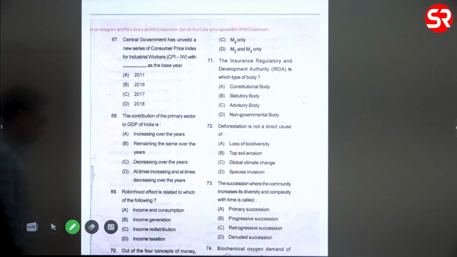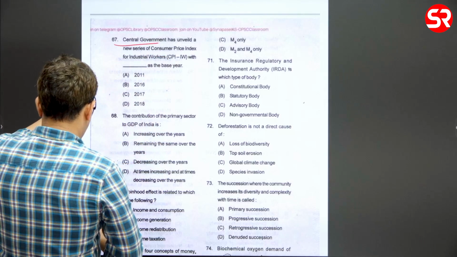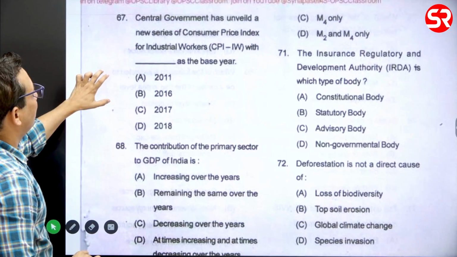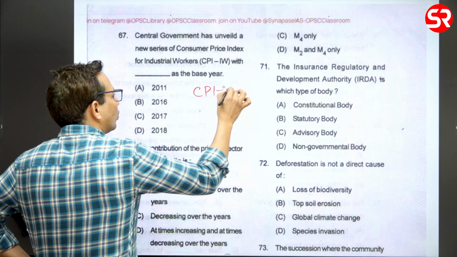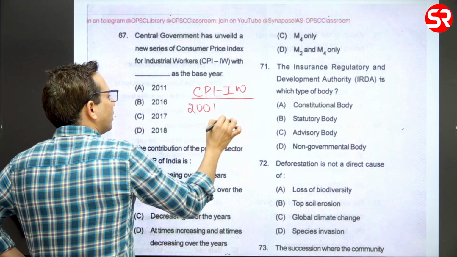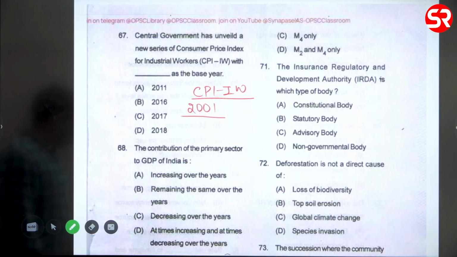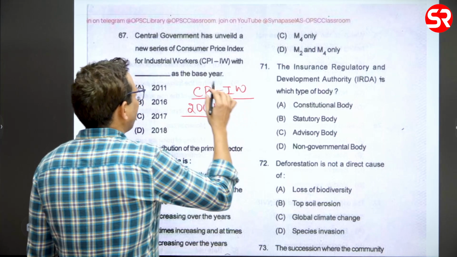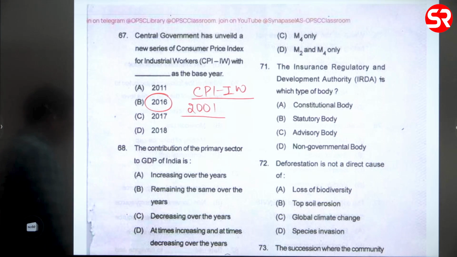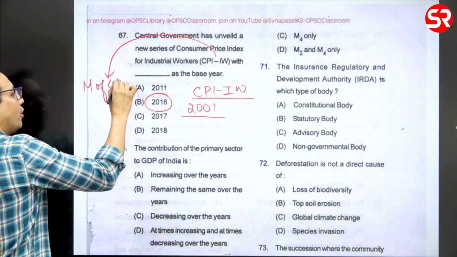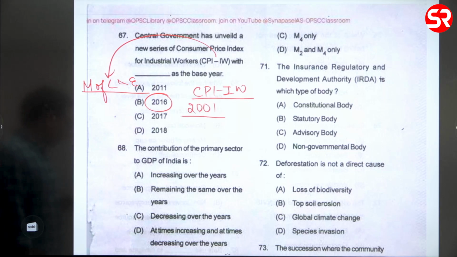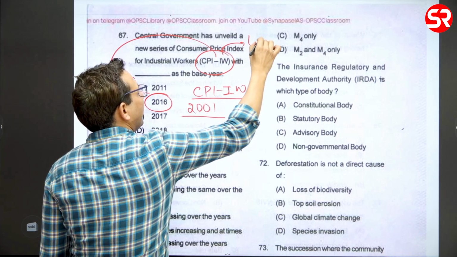Now, next question. Central government has unveiled a new series of CPI IW with base year what? Look, earlier base year for CPI IW was 2001. All right. The previous base year for CPI IW was 2001, but in the year, the new base year has been made as 2016. All right. And this is brought by Ministry of Labor and Employment, and in Ministry of Labor and Employment, CPI IW is compiled by Labor Bureau.